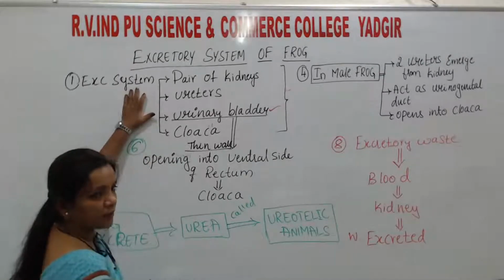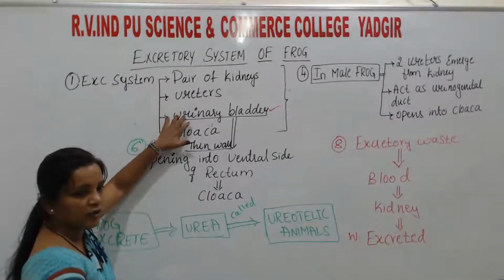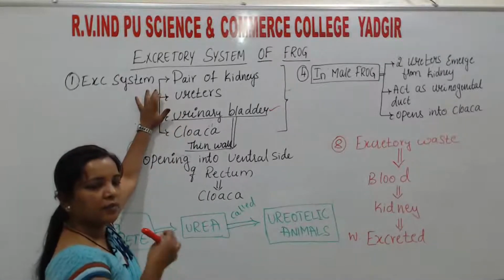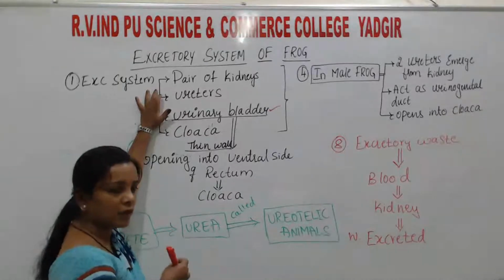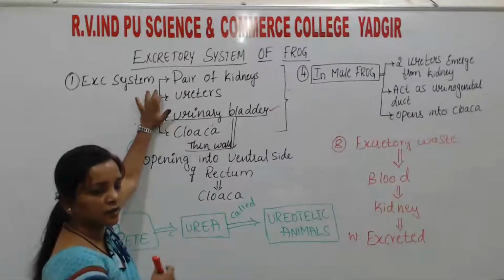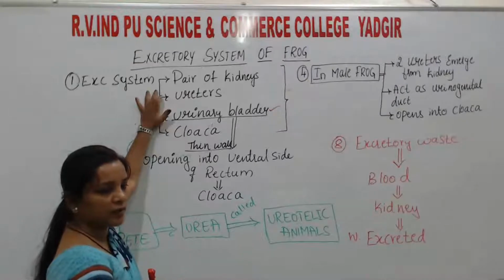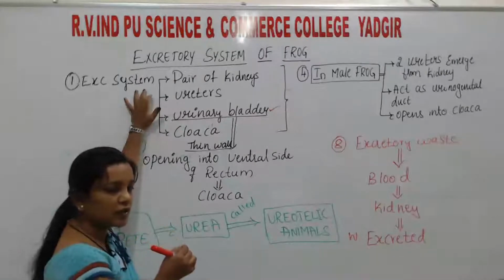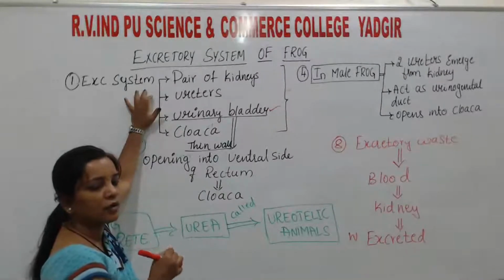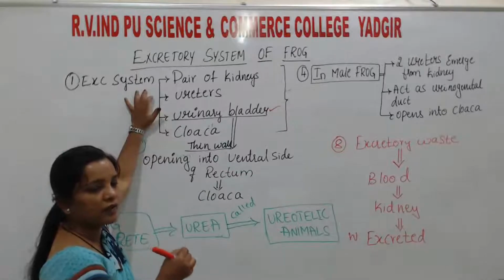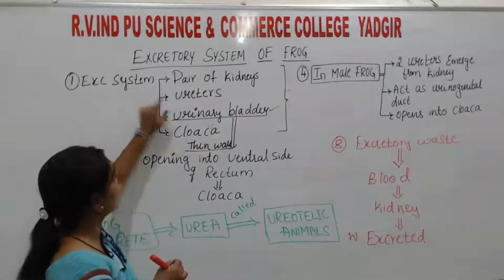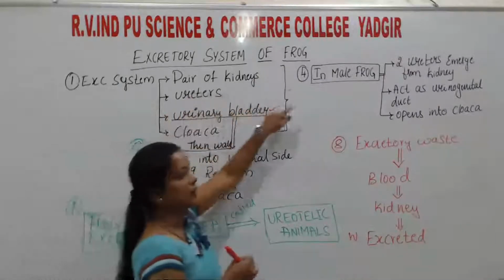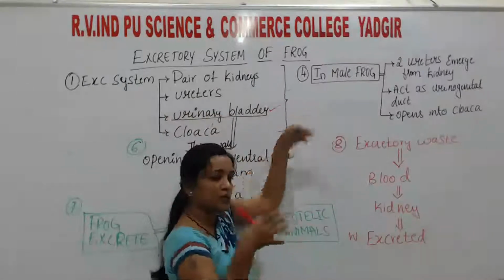The excretory system is made up of kidney, ureter, urinary bladder, and cloaca. The kidneys are compact and posterior, two kidneys lying between the vertebral column. The kidneys have structural and functional units which are called what? Nephrons, or uriniferous tubules. Coming to the ureters, in male and female they are separate. In a male, the reproductive system and ureters are connected.